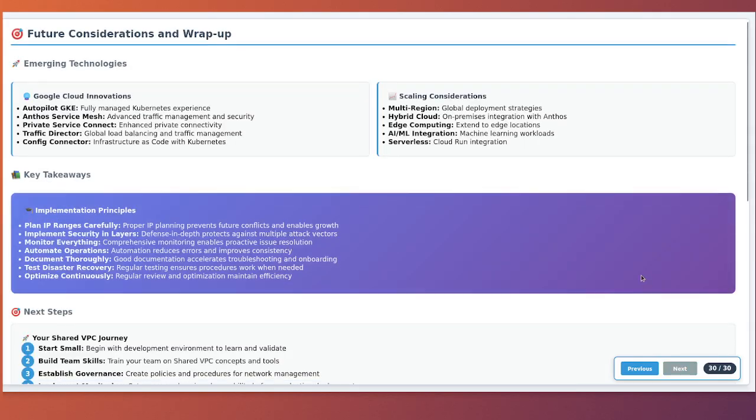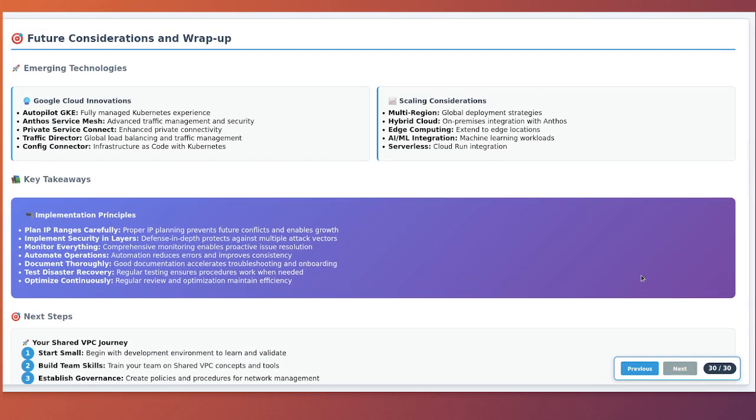Future considerations and wrap up. As we conclude this comprehensive guide to GKE shared VPC setup, let us look at future considerations and summarize the key takeaways from our journey. Google Cloud continues to evolve its networking capabilities. Features like Private Service Connect, Traffic Director, and advanced security controls will enhance shared VPC capabilities. Stay current with Google Cloud releases to take advantage of new features.